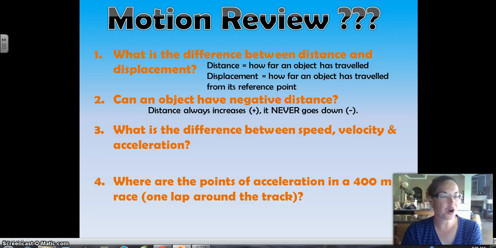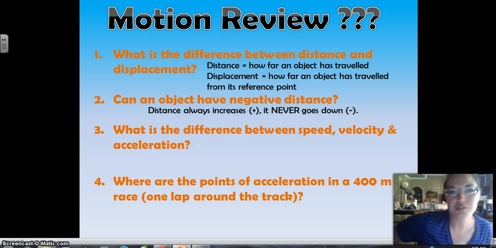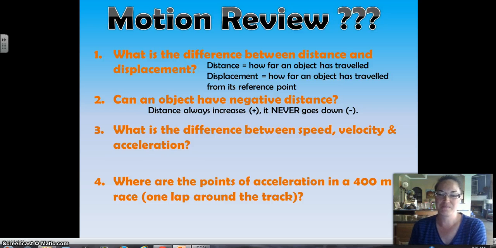Remember the example of the car? Every time you get in the car, you're adding mileage to the car. It doesn't matter if you're traveling away from where you started or back towards where you started from. Your mileage, your distance will always increase. Displacement, however, can be negative. When you're moving away from your reference point, that is positive motion. When you're moving back towards your reference point, that's negative motion.